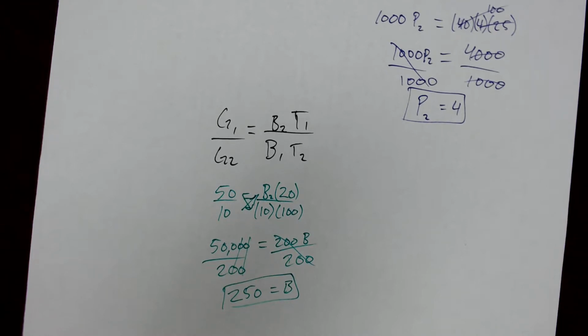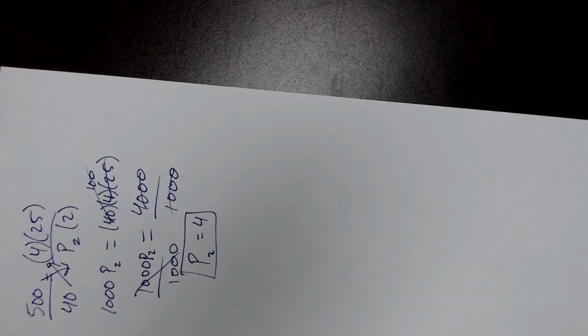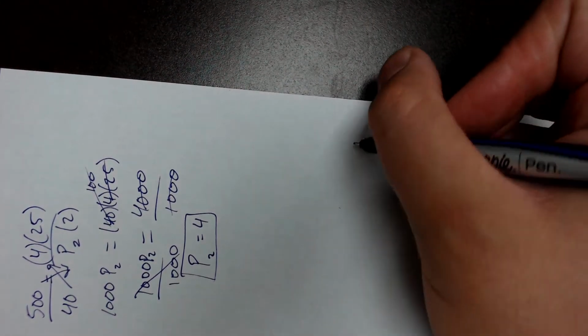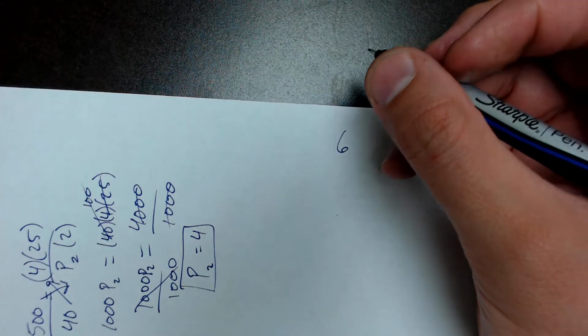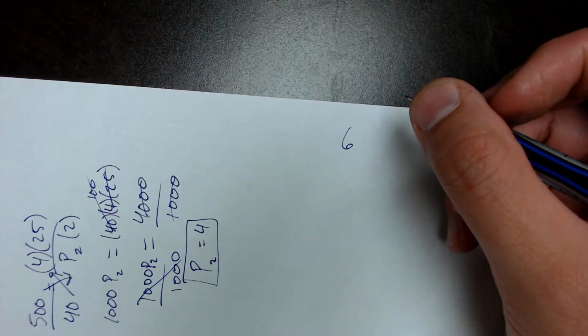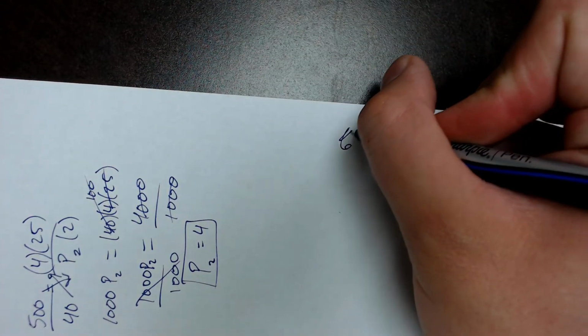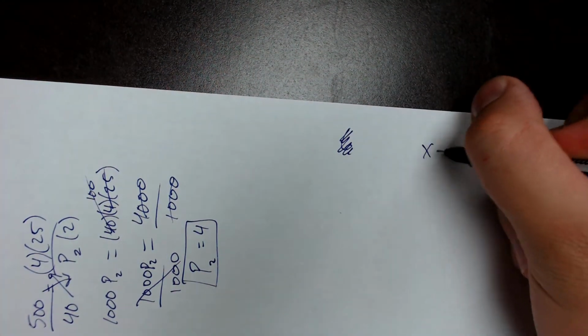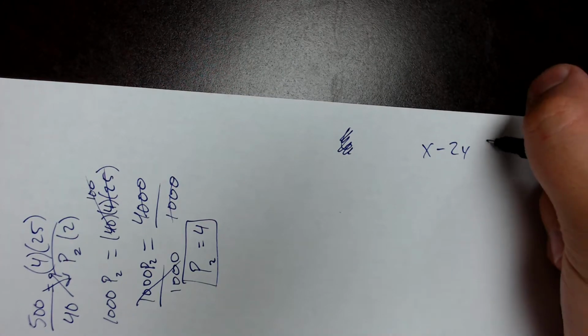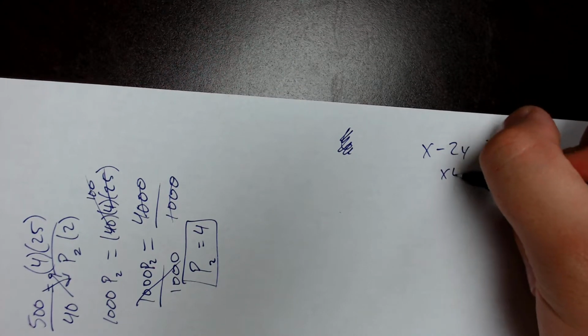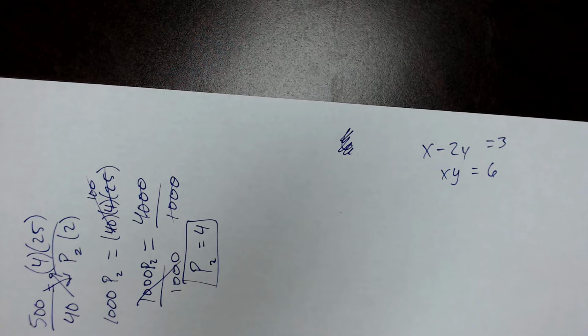Last part of lesson 96 is more on irrational roots. So this is just the lesson 95 that we just did before, where we've got 2 systems of equations like this. I'm writing down the wrong problem. X minus 2y equals 3, and then x times y equals 6.